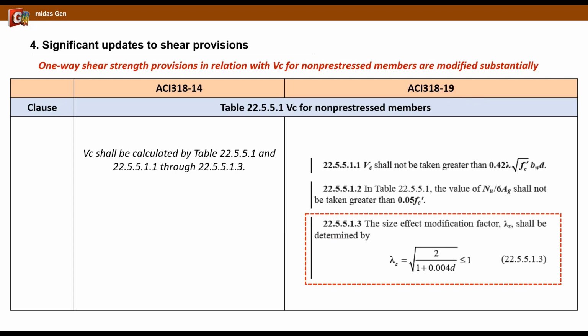22.5.5.1-1 states that Vc shall not be taken greater than 0.42 λ square root of f'c bw d. 22.5.5.1-2 states that in Table 22.5.5.1 the value of ρw shall not be taken greater than 0.05 f'c. 22.5.5.1-3 states that the size effect modification factor λs shall be determined by equation 22.5.5.1-3.